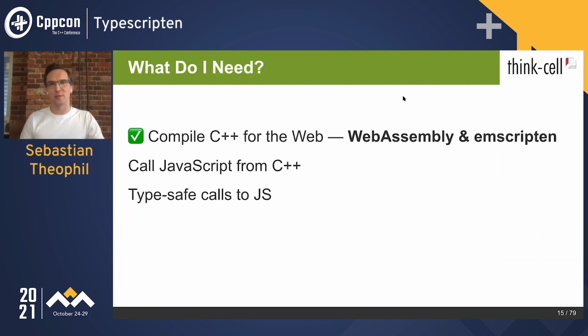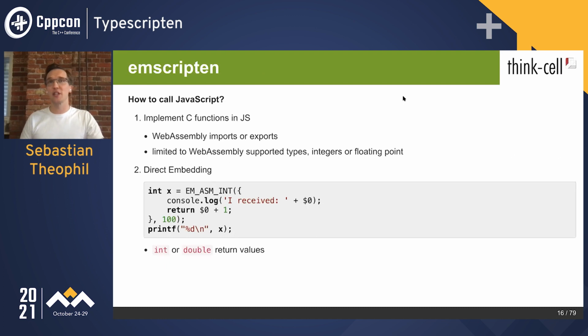We can bring C++ into web applications. We know how to do that. Now, how can we call JavaScript from C++? Well, we have seen the first way already. We can simply import JavaScript functions in WebAssembly and call them, as long as those functions only have integer and floating point arguments and return values. So that's one way.